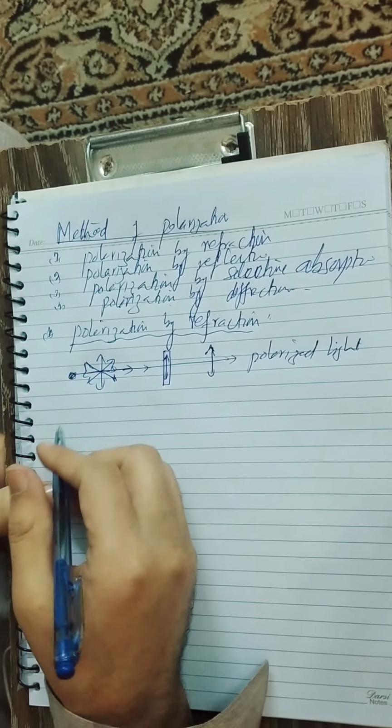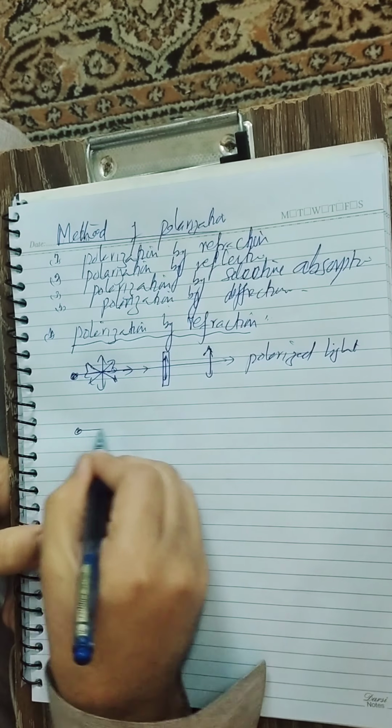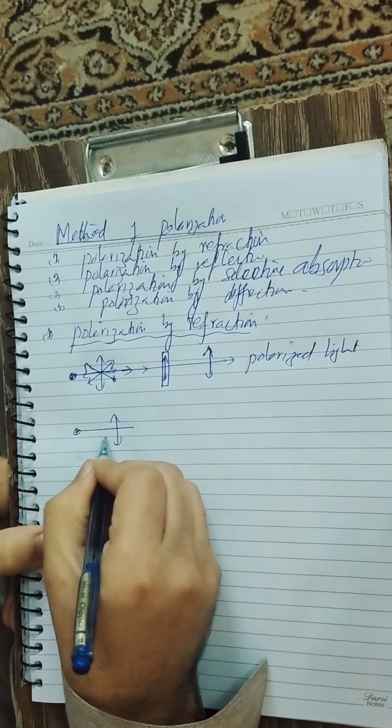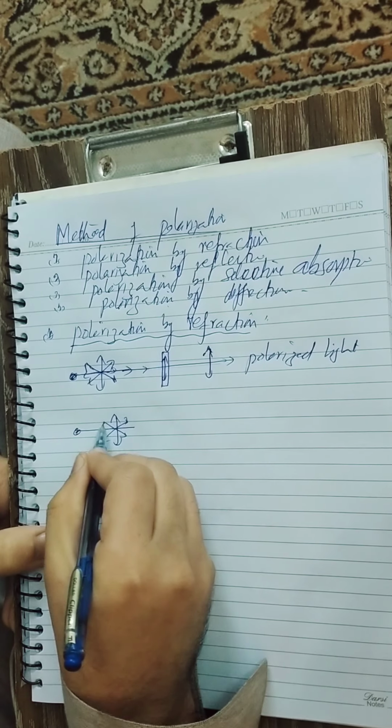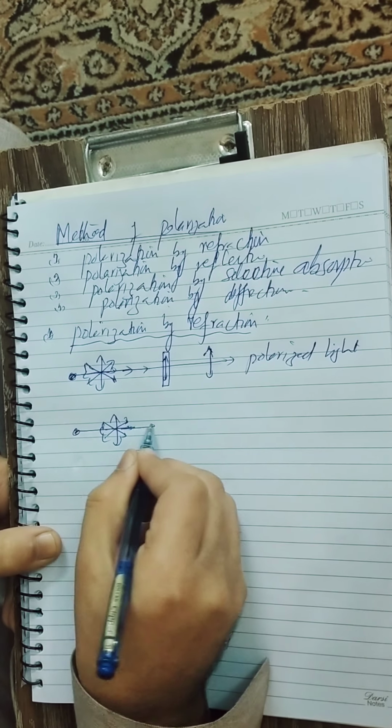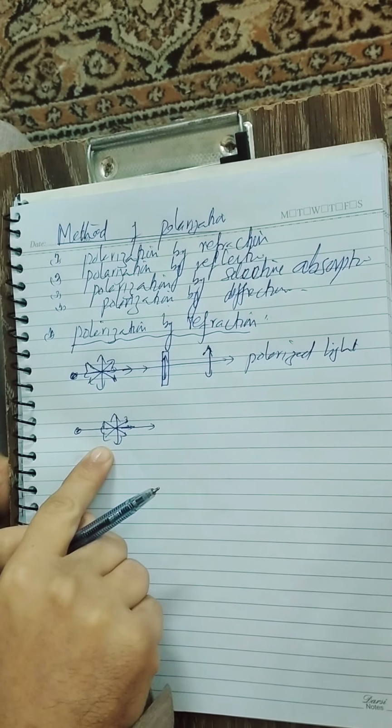Suppose, let us take another example. Suppose we have a light which has many vibrations, up, left, right, down, every type of vibration, so this light is called non-polarized light.